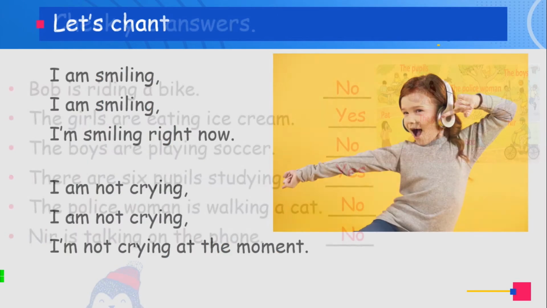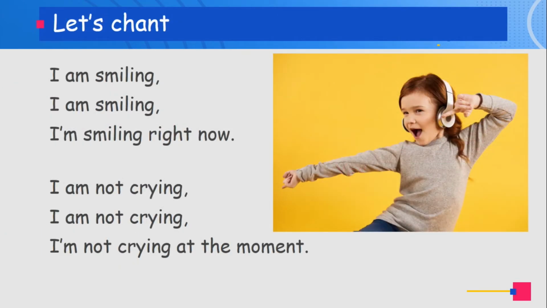Let's go on. We're going to chant a silly little chant that I wrote, but I think it's really a lot of fun. Now, when you chant with me. I am smiling. I am smiling. I'm smiling right now. I'm not crying. I'm not crying. I'm not crying at the moment. And I want to see you use your hand and show me that you're not crying. Are you ready? We'll do that again.